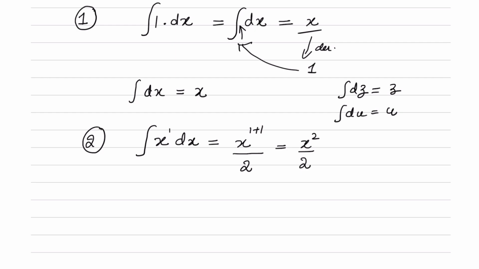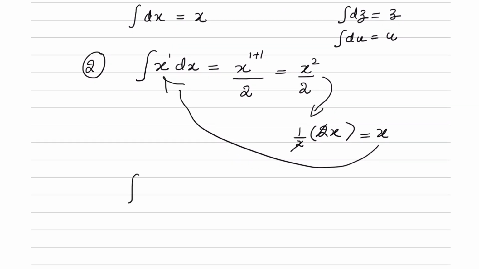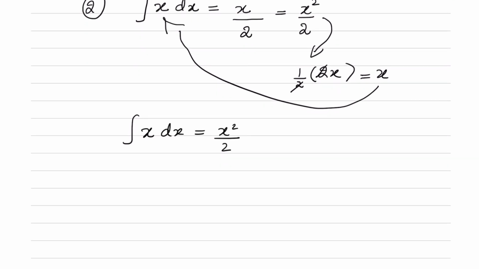Now we know that if we take the derivative of this expression, it should be the same thing which is here. Let's calculate the derivative. 1 over 2 is on the side, and the derivative of x square is 2x. 2 cancels with this 2 and you have x. This x is the same as what is written here. So we know that the integration of x dx is x square by 2, which is the power rule of integration.